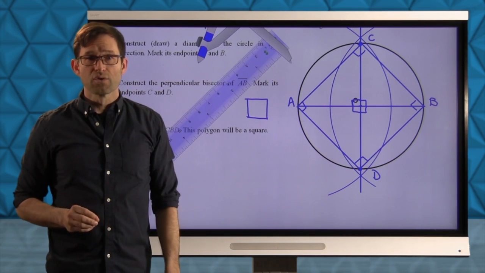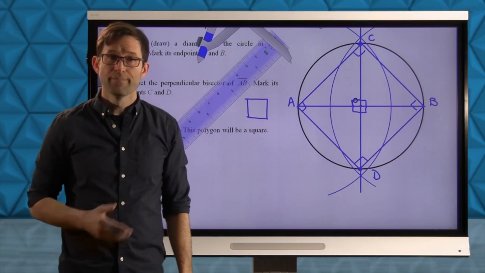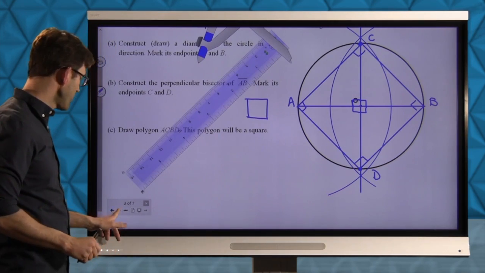But it's actually a fairly easy construction. What I'd like to do in the next exercise is look at why that construction works. Why do we get a square? So let's go ahead and do that next.